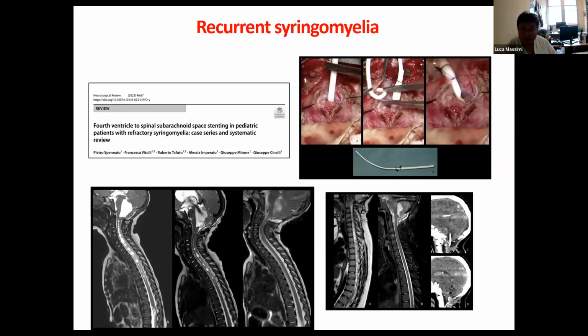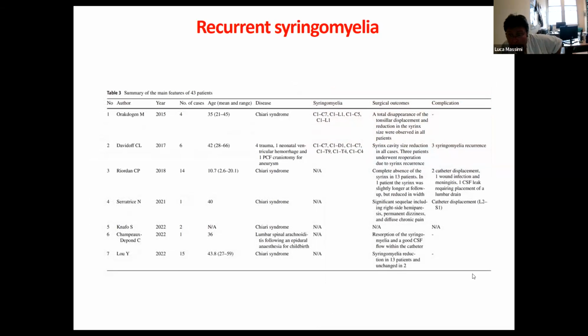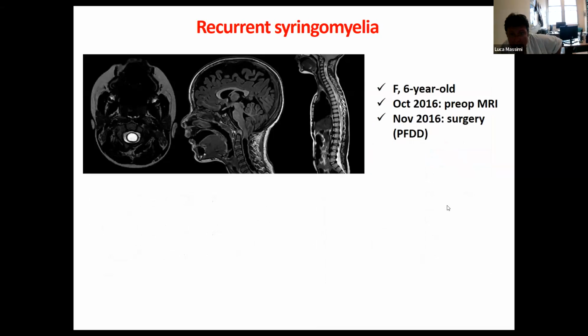In extreme cases of continuous recurrent syringomyelia, we can perform, for example, a fourth ventricle subarachnoid shunt. Of course, this kind of treatment is burdened by a certain rate of complications, as for all shunts. Or we can use a simple syringo-subarachnoid shunt. We don't like this kind of treatment, so it is usually reserved for extreme cases. This is one of our nightmares.